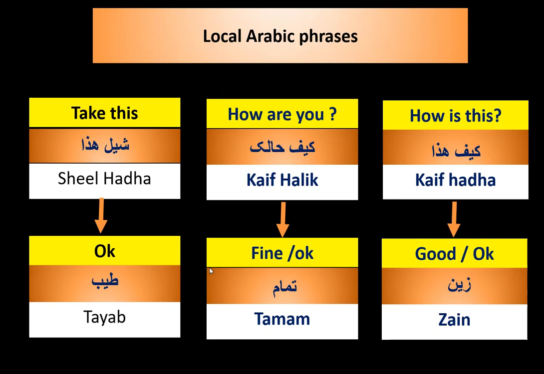Now, why is okay different? Sometimes we say tayyib, sometimes we say tamam, then we say zain. Whenever someone is ordering you to do something, you have to say tayyib, okay. Shil hada, take this. Tayyib. If someone is asking about your health, kaif halik, then you have to say tamam, okay. Then if someone is asking about the quality of something, you have to answer with zain. Zain means okay or good. Kaif hada? How is this? The response will be zain.